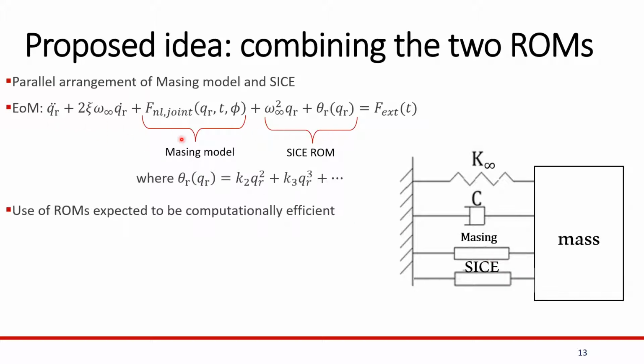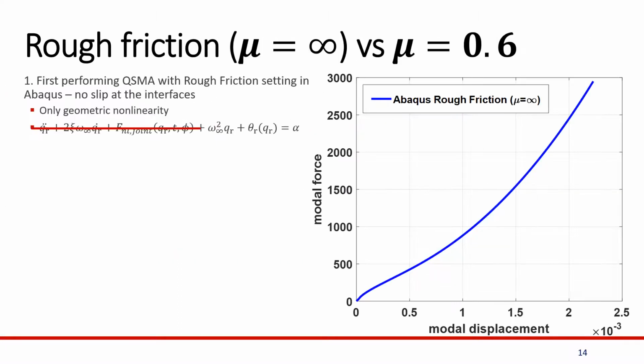Now, the use of ROMs is expected to be computationally efficient because we only have to perform quasi-static analysis to obtain the backbone curve, and then we fit the ROMs to it to get the frequency and damping estimates. However, we need to know how to isolate the two nonlinearities. Our idea for doing this is to perform two quasi-static simulations. First, we perform QSMA with rough friction setting in Abaqus, so there is no slip at the interfaces, and there's only geometric nonlinearity. The resulting force displacement curve is given by the blue line shown here.